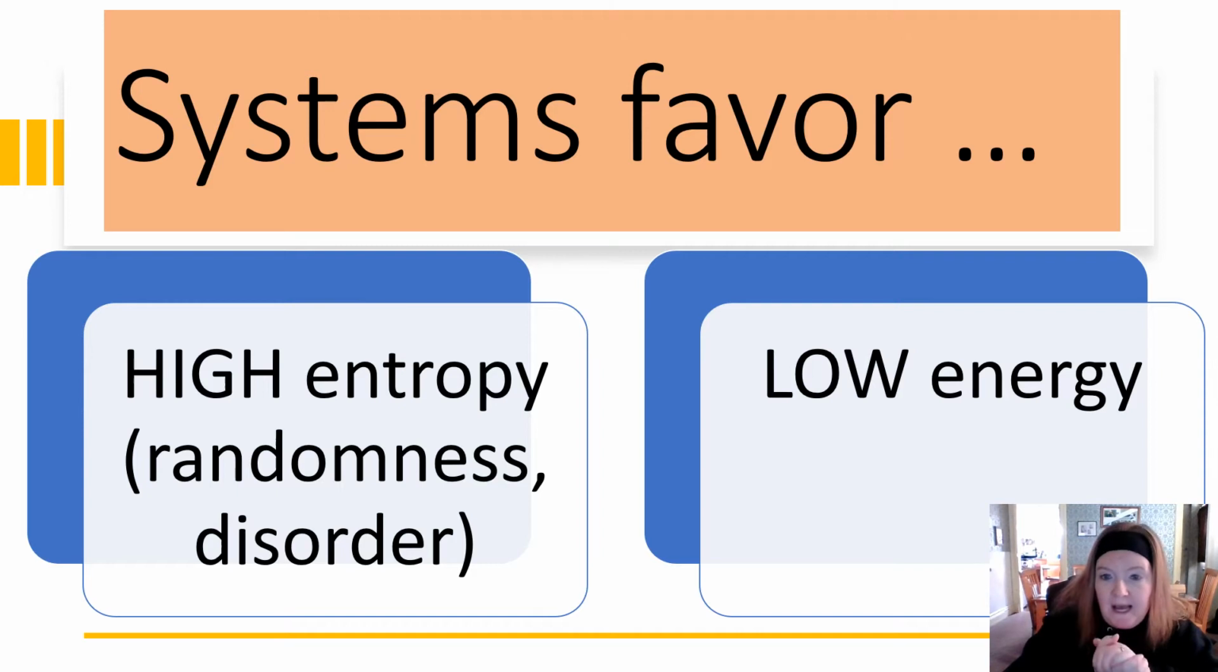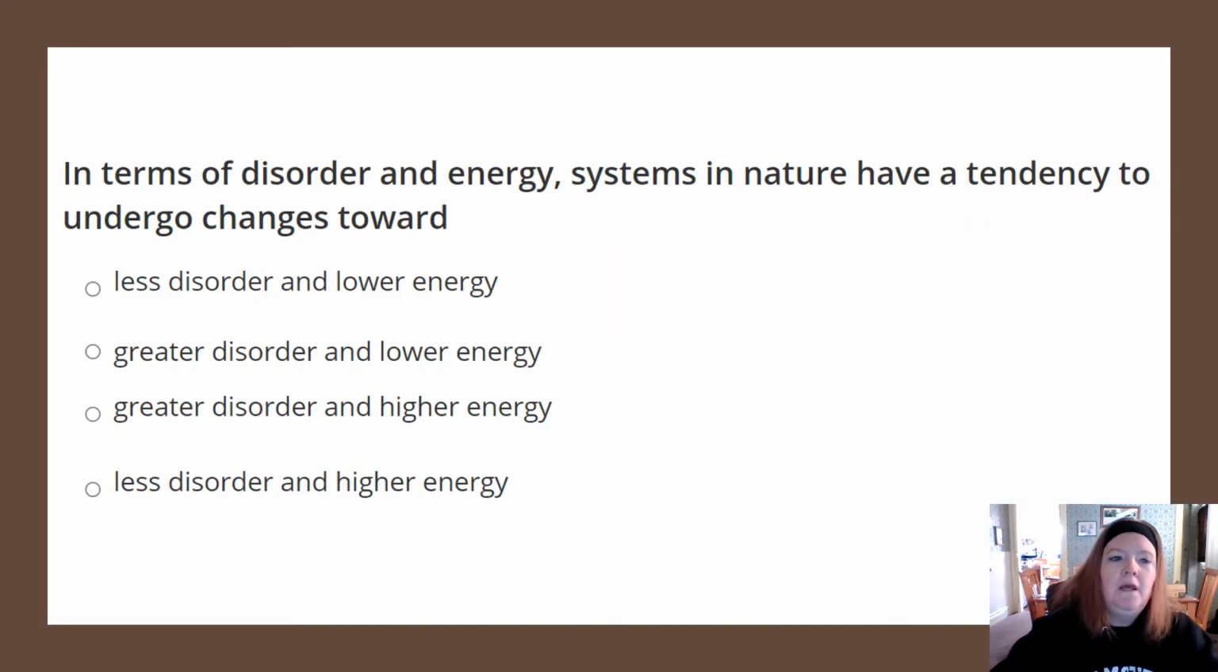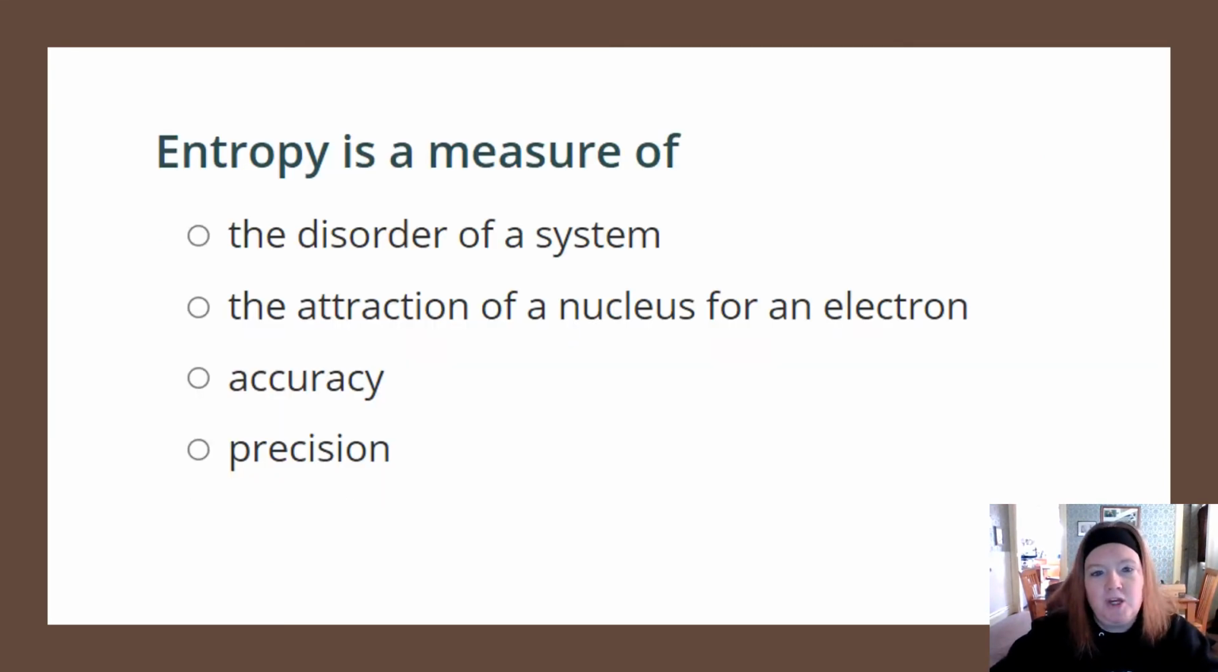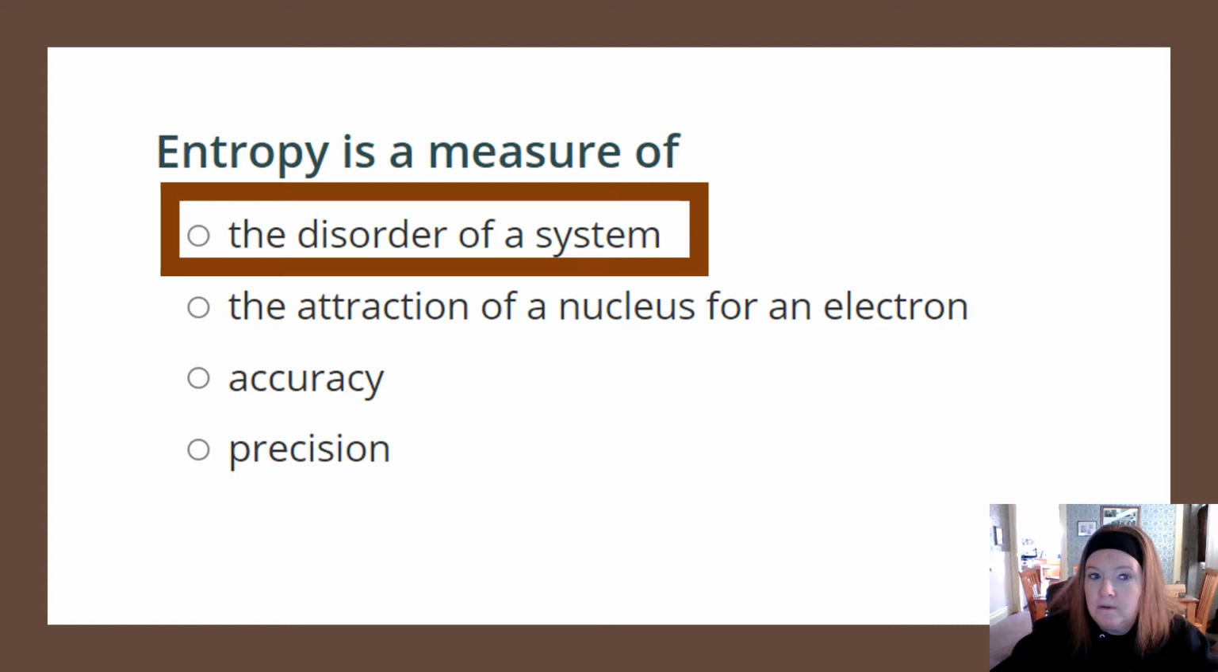So systems favor high entropy and low energy. They always want to have less energy and more disorder. It's too much work to keep order. Systems favor high entropy. In terms of disorder and energy, systems in nature have a tendency to undergo changes toward, do you remember? Yeah, greater disorder, higher entropy, and lower energy. Entropy is a measure of the disorder in a system, randomness, disorder.